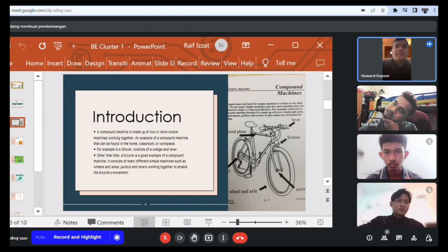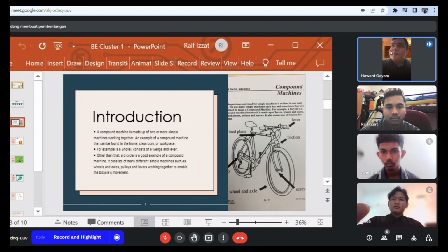Compound machine is a machine that is made by two or more simple machines, such as for example a bicycle, wheels, and other than that, there are more compound machines in our daily life that we have used. A compound machine should have three main things that need to be in one machine.